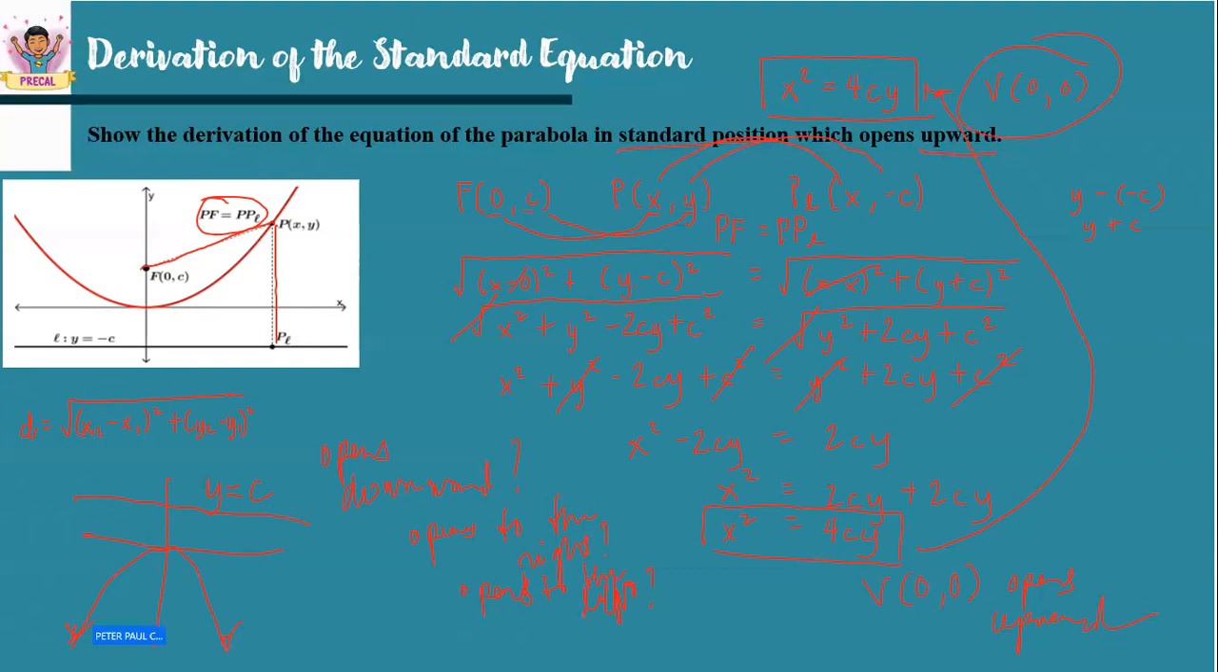Just try to figure out how to prove this standard equation, because you should arrive here at the equation x squared is equal to negative 4cy. If you were able to prove this one, then you're good to go, okay? For the parabola which opens downward. And then try to articulate as well when the parabola opens to the right and to the left. So you have to study this derivation. This part will be part of your upcoming quiz.